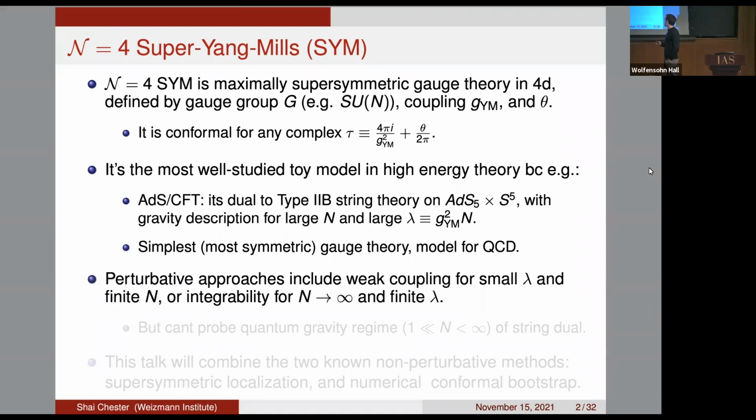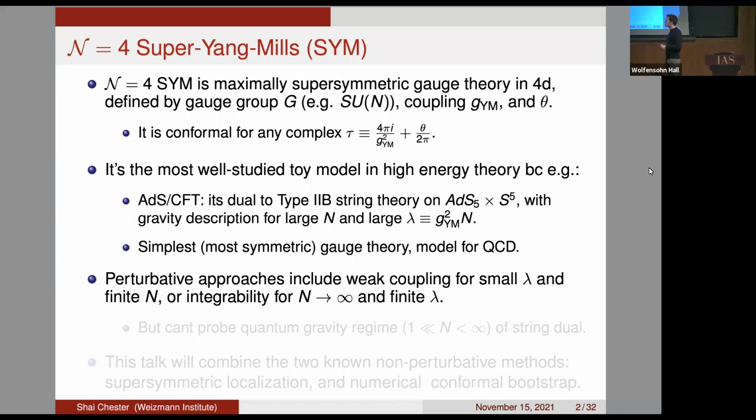So it's a very well-studied theory, and there are many different approaches people have used to study it. One approach is to study it perturbatively either in N or in the coupling. Perturbatively in the coupling is just weak coupling, and then you could study N=4 the way you would study any gauge theory in 4D using Feynman diagrams. That would correspond to small lambda, and you can do this for any value of N.